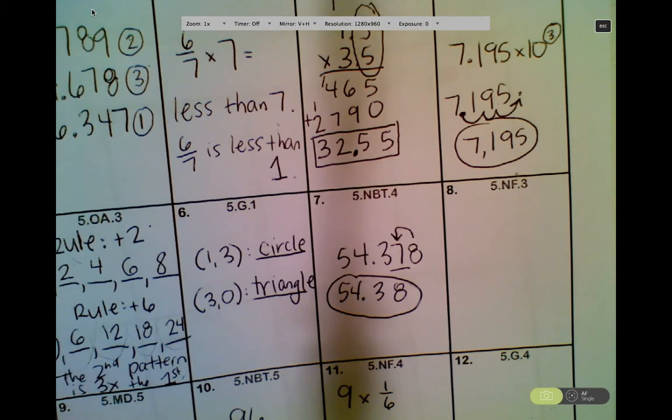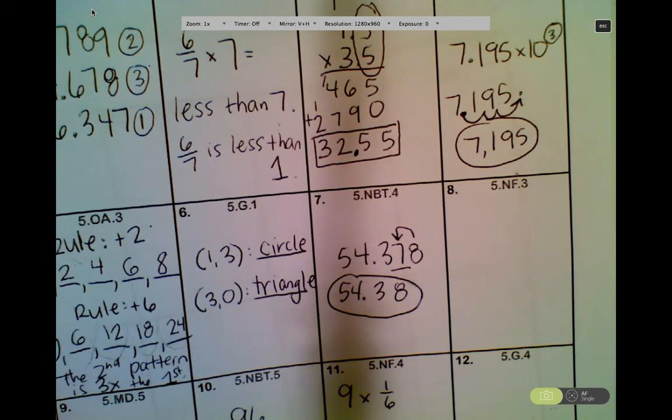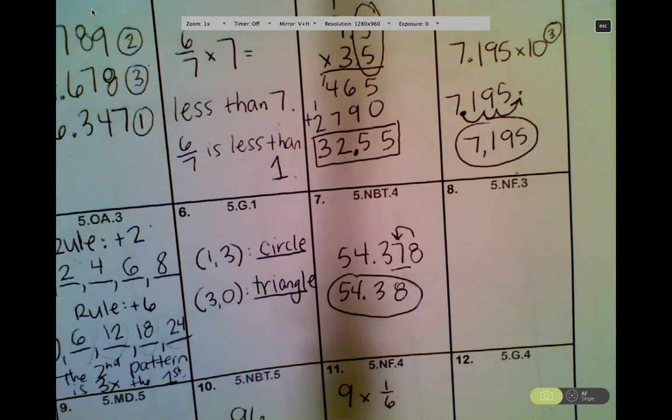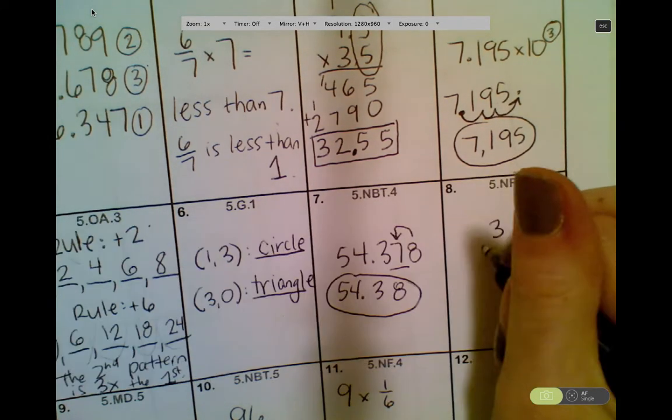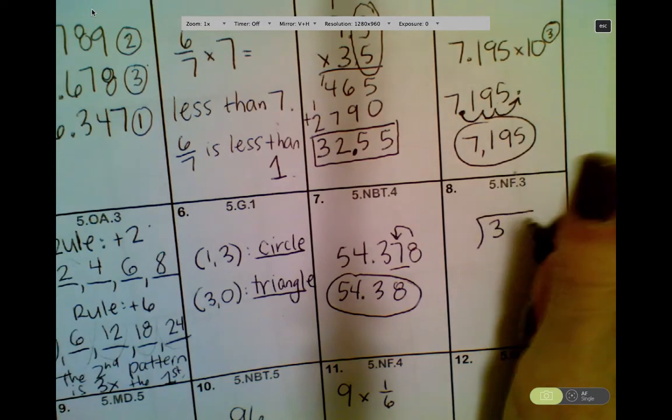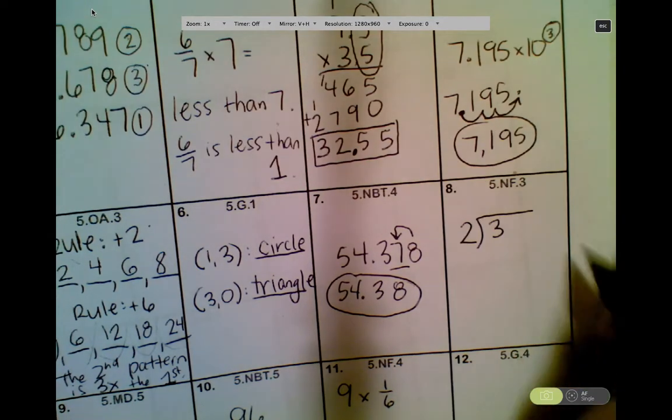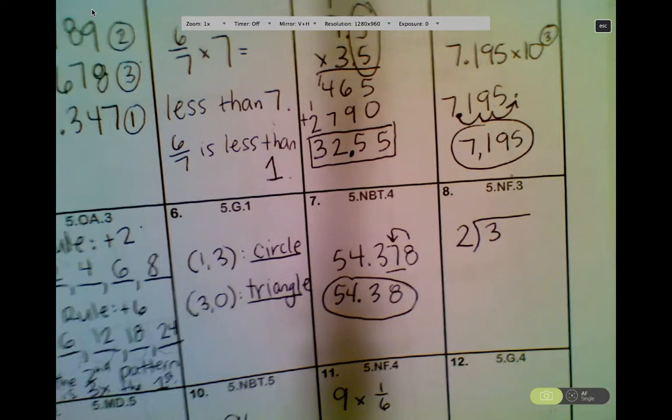Number 8. 3 jars of poster paint were shared equally among 2 artists. How much paint did each artist get? Between what 2 whole numbers does your answer lie? Well, there were 3 jars of paint, shared equally, so we'll divide among 2 artists. Let's figure out how much each artist gets.